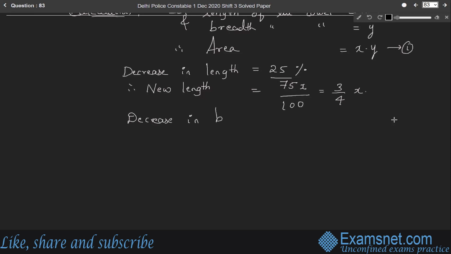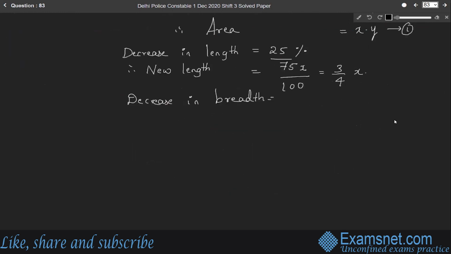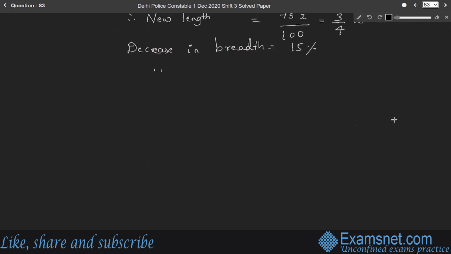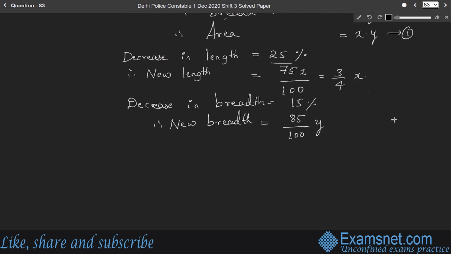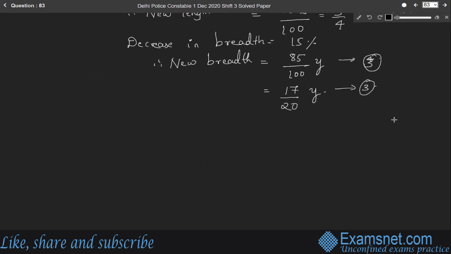Then decrease in breadth. So according to the question, what is decrease in breadth? It is 15%, right? Therefore, new breadth is equal to 100 minus 15, which is 85 divided by 100 into y. So let us consider these two as equation 2 and equation 3, right? 85 by 100 y can also be written as 17 by 20 y when divided by 5. So consider this as 3. Right? Therefore, we have new length and new breadth.